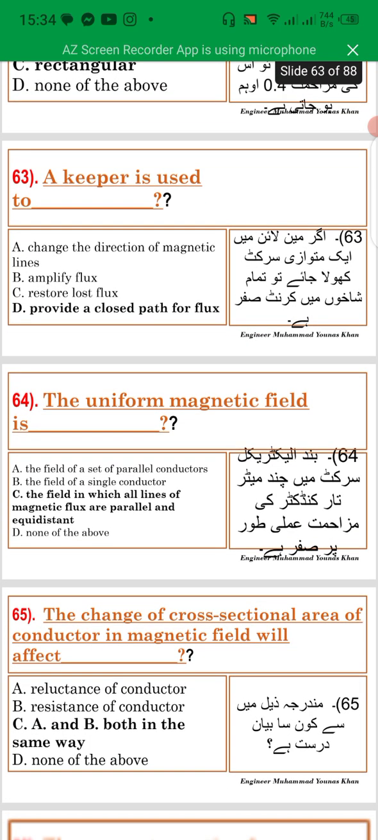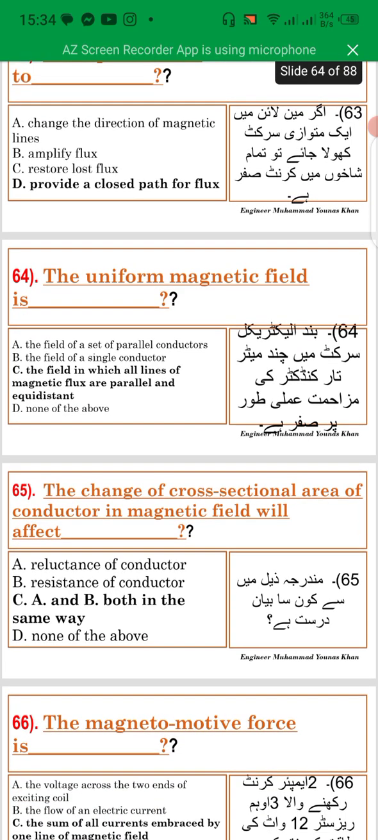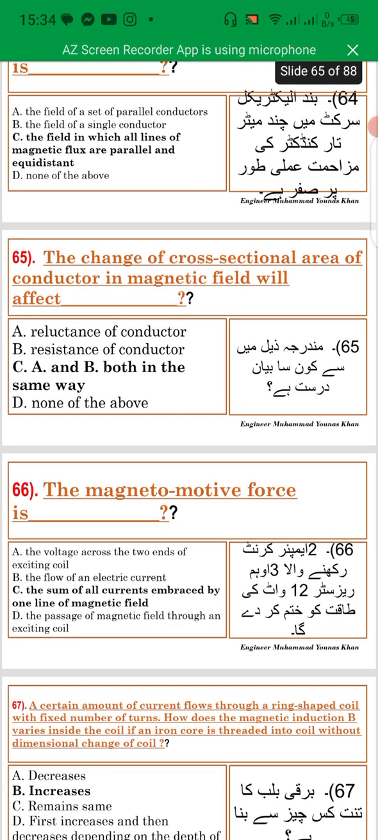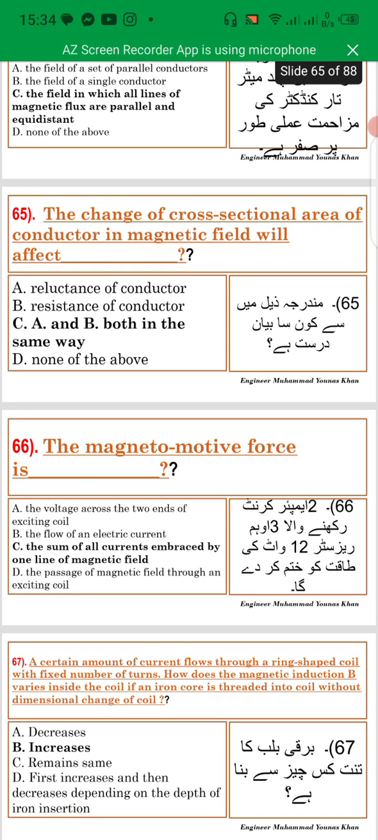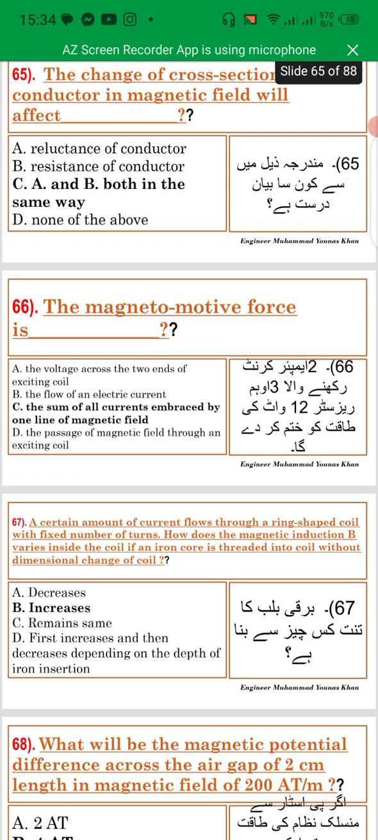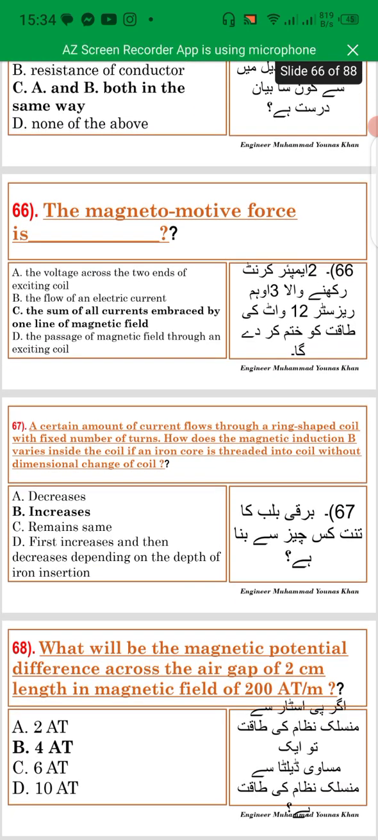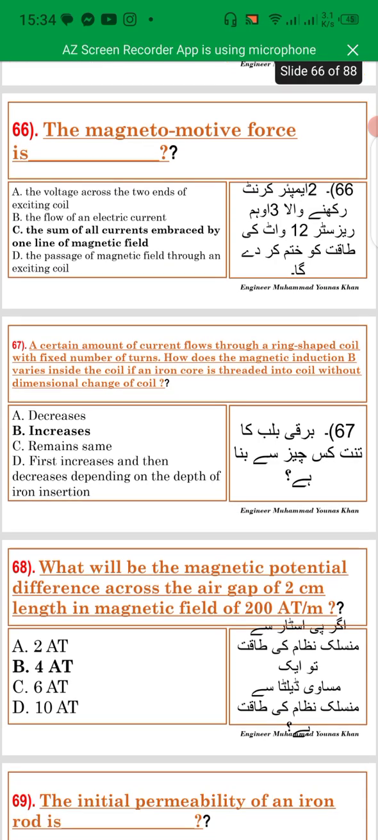A keeper is used to provide a closed path for flux. The uniform magnetic field is the field in which all lines of magnetic flux are parallel and equidistant. The change of cross-sectional area of conductor in magnetic field will affect A and B both in the same way. The magnetomotive force is the sum of all currents embraced by one line of magnetic field.